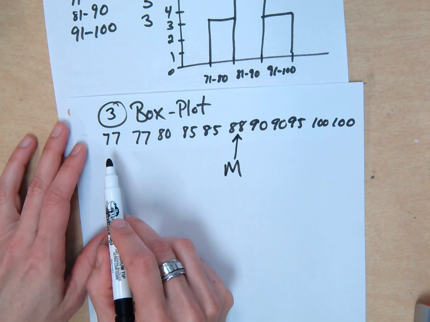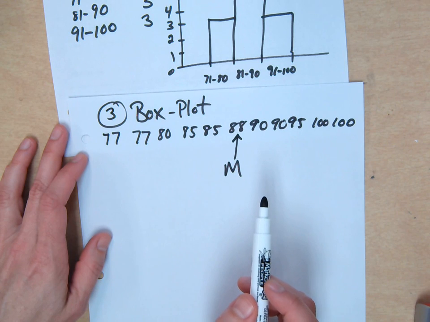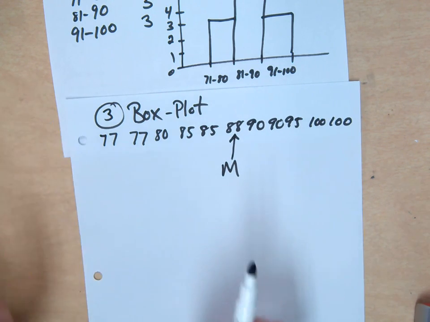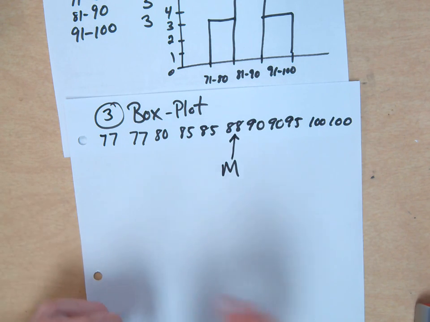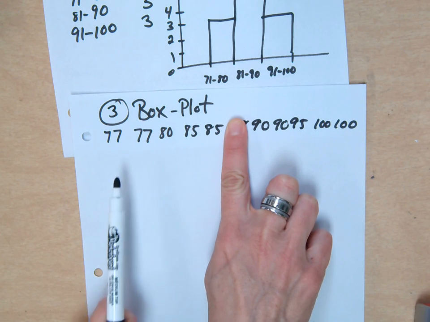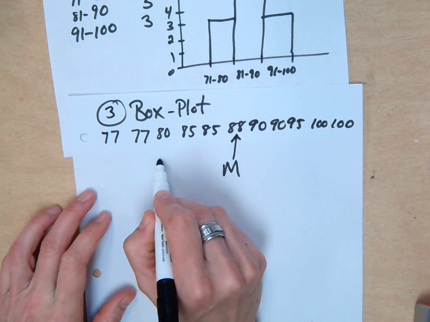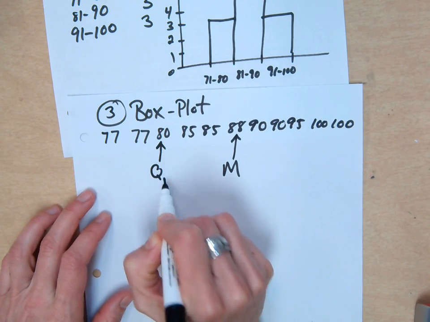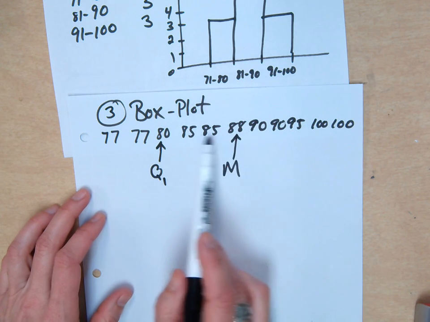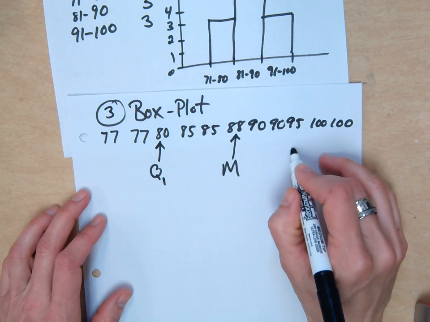Now, quartile 1, remember that? Where would Q1 be? You think it's between these two? People get confused on this. You ignore this dividing point. So you're only looking at the left half. What is the median of the left half? 80, good. So this is Q1, meaning 25% of your data are to the left. 50% of your data are to the left. Where's Q3? 95, good.